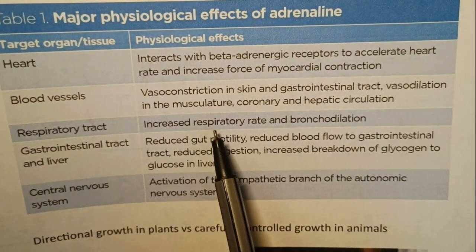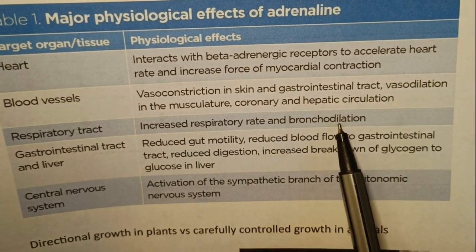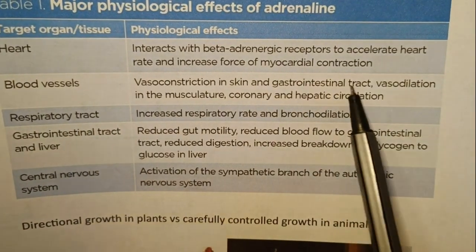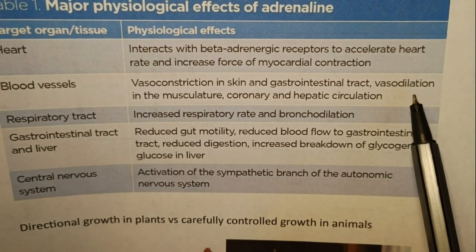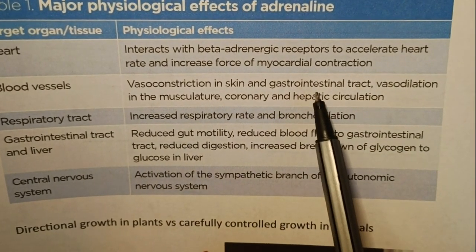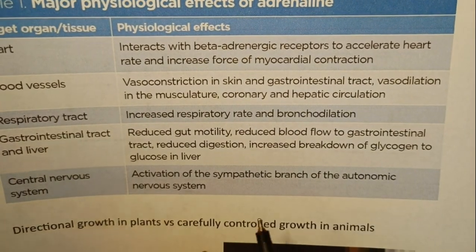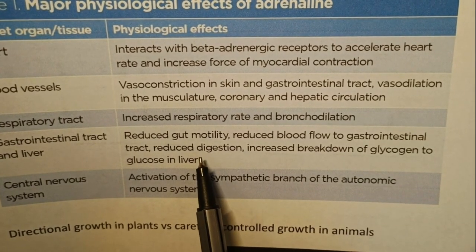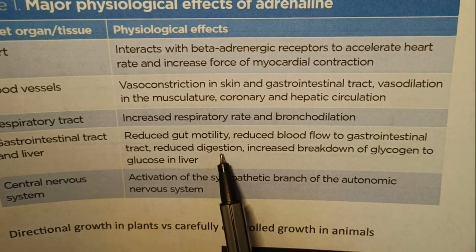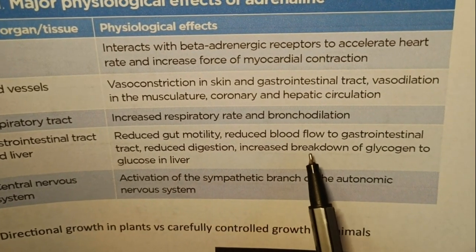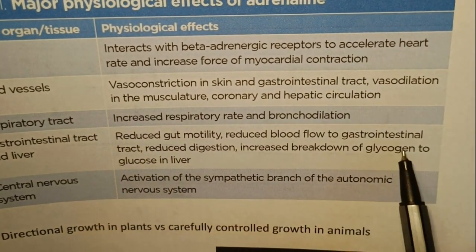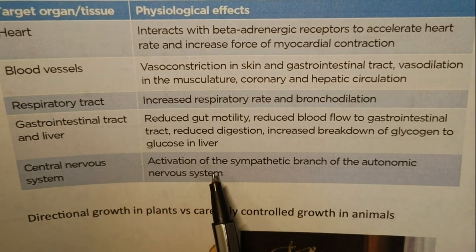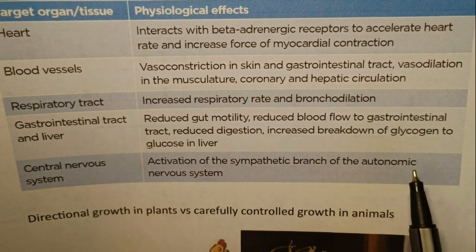Respiratory tract, increased respiratory rate and bronchodilation because of the adrenaline. Now in gastrointestinal tract, we have already seen it causes vasoconstriction in gastrointestinal tract and vasodilatation in hepatic tract. But it also causes reduced digestion. So people might feel like vomiting, they might vomit. There is delayed digestion, increased breakdown of glycogen to glucose because glucose is needed in that situation. In central nervous system, adrenaline causes activation of sympathetic autonomic nervous system.